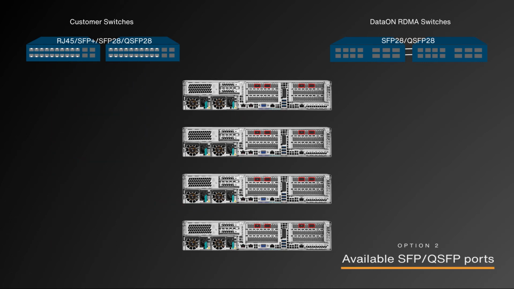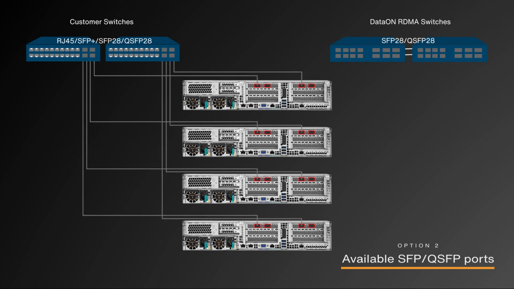Option 2, remaining RDMA ports. As an alternative to the RJ45 ports, you can use the remaining free ports not used for east-west traffic to connect to your switches for north-south traffic.